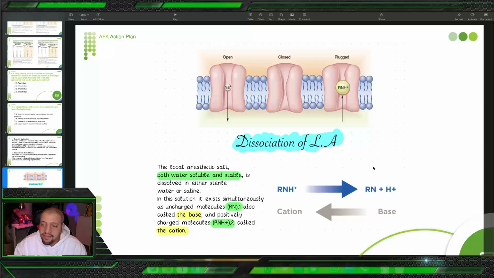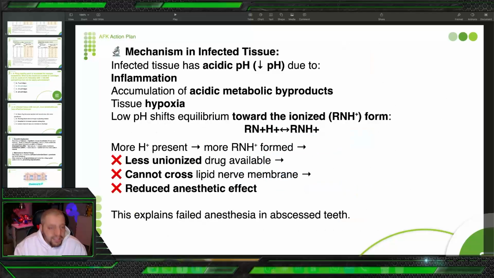So this is in the normal situation. Let's see the situation we have in the question. Infected tissue has acidic pH, low pH due to inflammation, accumulation of acidic metabolic byproducts, and tissue hyperperfusion. This low pH shifts the equilibrium toward ionized. So we are not going to end up with RN and RNH equally. We have more of RNH, which is water soluble and cannot penetrate.